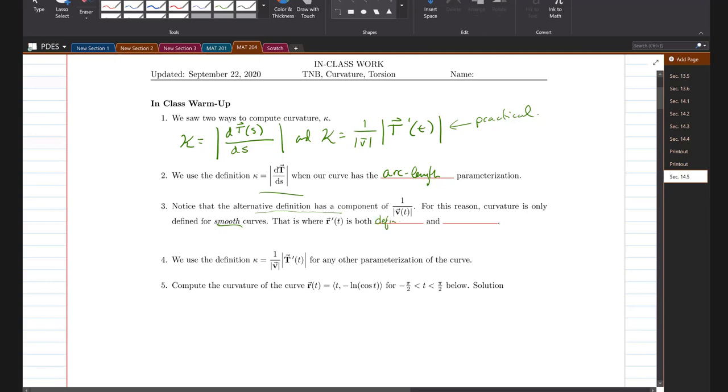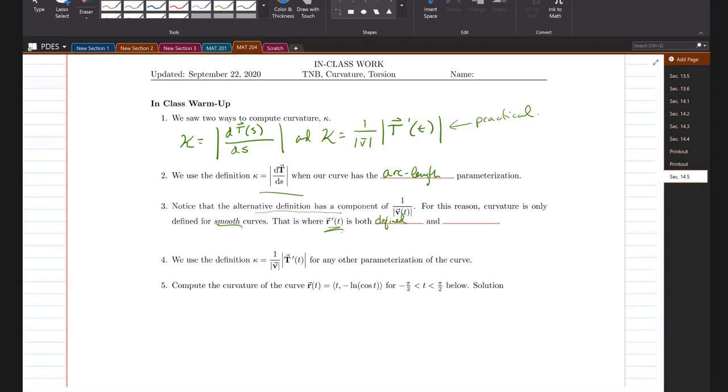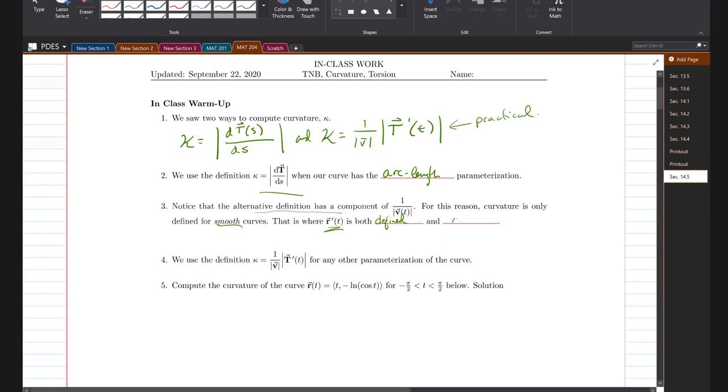Differentiable and not equal to 0. Yes, let's be careful here because I'm already talking about the derivative, but I think that's what you meant. So the original function r is differentiable. So that means that r prime is defined. And the other thing you said was non-zero. Yes, thank you. So both defined and non-zero.